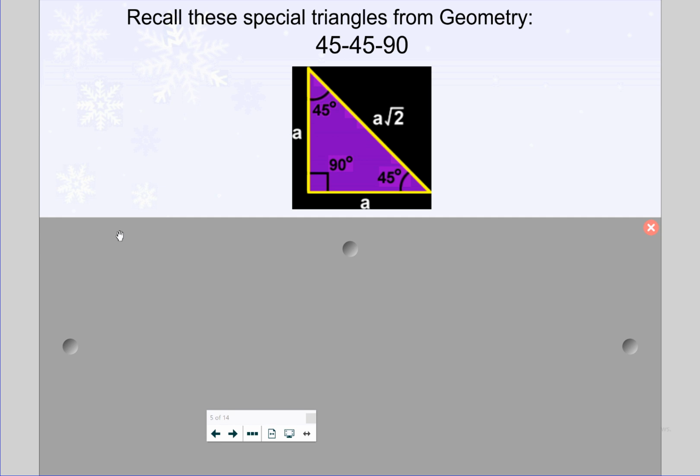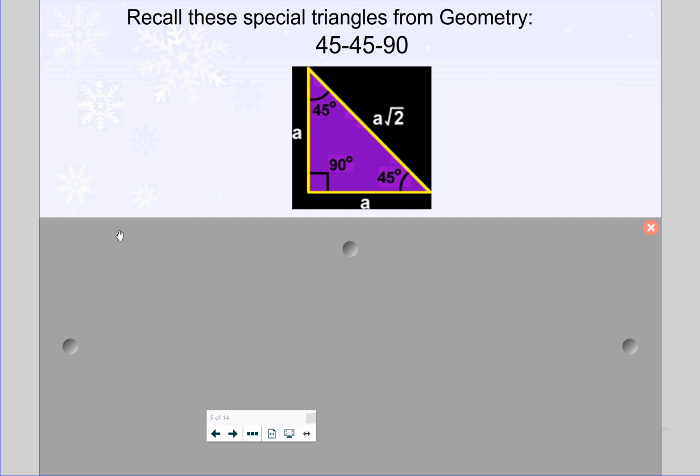Special triangles from geometry now, as promised. Okay, so 45, it's a little harder to see on there. Hopefully it's a little better on your paper. 45, 45, 90 is the first special triangle you guys learned about in geometry. And it's special because it's isosceles, so the two legs are the same, whatever that length is, they're labeling with an A. You probably used an X when you did it in geometry. It doesn't matter what the letter is. And then the hypotenuse is always that length, whatever it is, times the square root of 2.